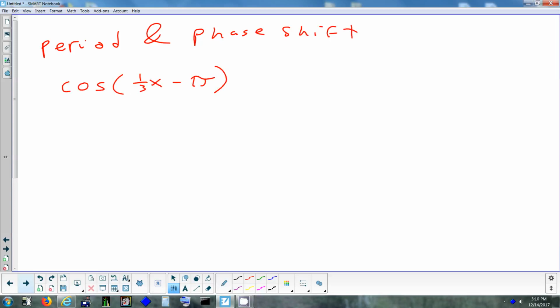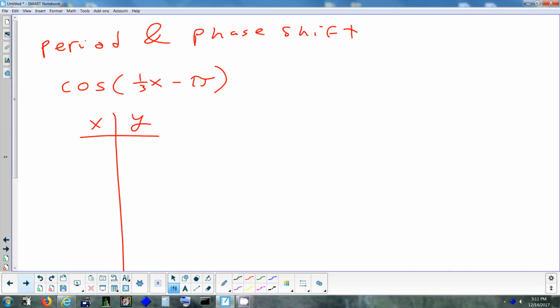So the minus pi, which transformation is that? My phase shift or period change? Phase shift. Phase shift is always the first one. Okay, so phase shift, then period change. We had that order. Make sure you know that order. If we start with a phase shift, it moves your graph which way? To the left or to the right?